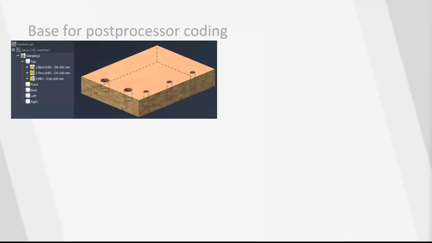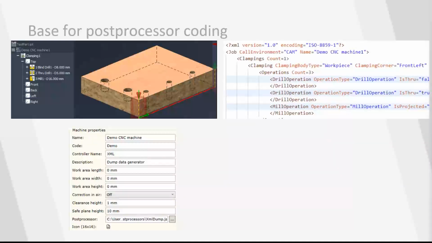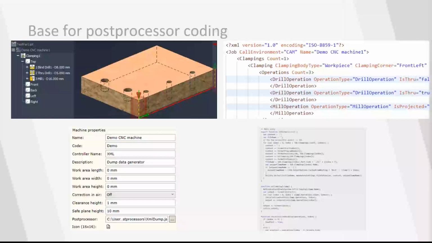Let's begin exploring the CAM data hierarchy in a simple part. It contains 3 CAM operations: 2 blind holes, 3 through holes, and 1 straight milling pass on the front edge. We will utilize the dump XML postprocessor to generate and visualize the CAM data. XML postprocessor is available from the SDK folder. And at the same time, we will write code that iterates through this data.